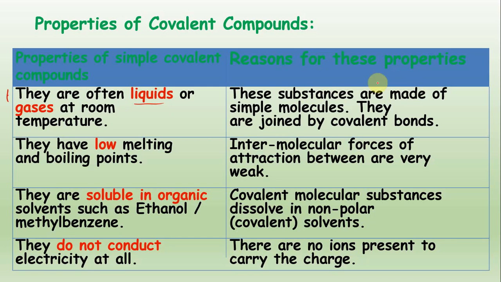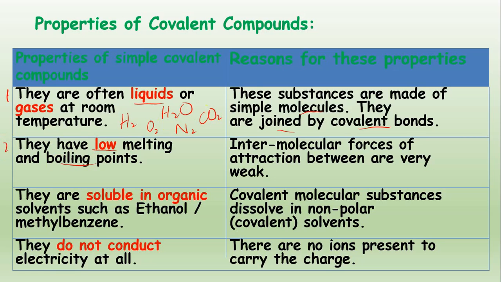These substances are made of simple molecules joined by covalent bonds. That is the reason they are gases and liquids. An example of a liquid is H2O; examples of gases are hydrogen gas, which we discussed with a single covalent bond, oxygen with a double covalent bond, nitrogen with a triple covalent bond, and CO2 with double covalent bonds. These are different gases.